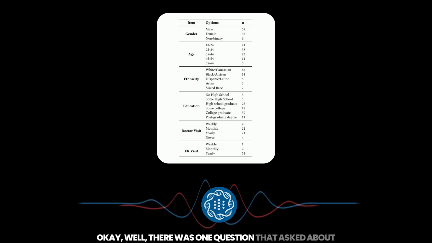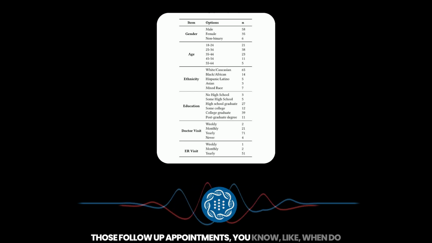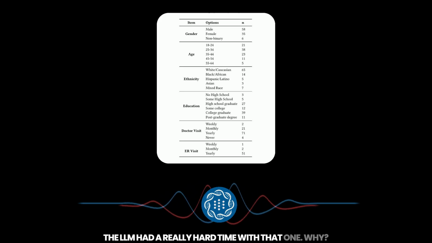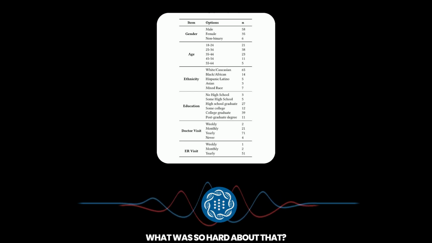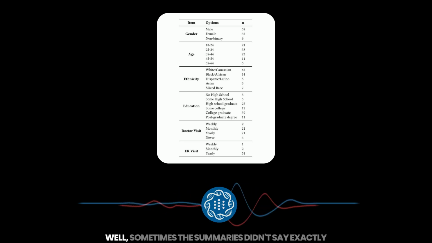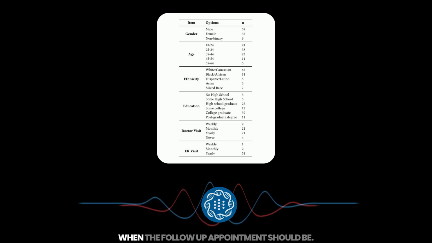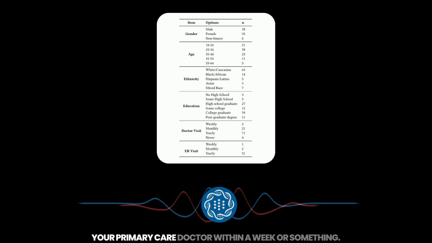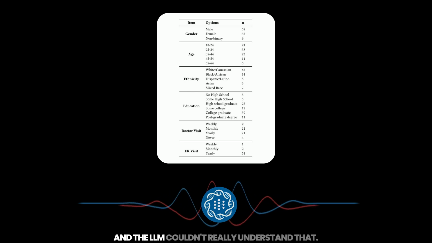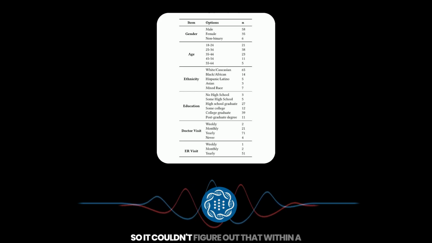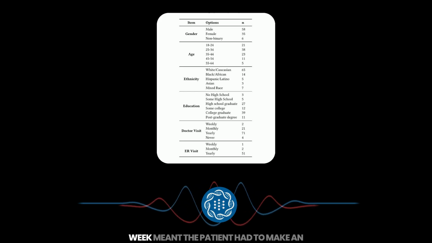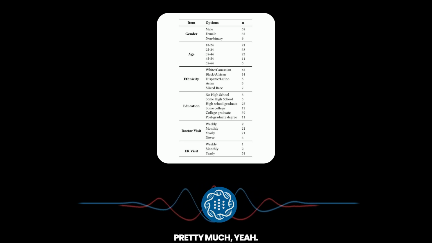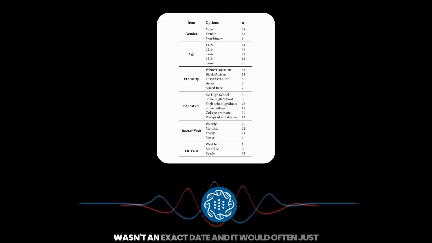Well, there was one question that asked about those follow-up appointments. Like, when do you need to see your doctor again? The LLM had a really hard time with that one. Why? What was so hard about that? It seems pretty straightforward. Well, sometimes the summaries didn't say exactly when the follow-up appointment should be. It might say something like, follow up with your primary care doctor within a week. Right. And the LLM couldn't really understand that. So it couldn't figure out that within a week meant the patient had to make an appointment sometime during the next 7 days. Pretty much, yeah. It would get stuck on the fact that there wasn't an exact date.